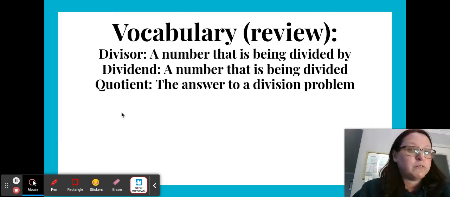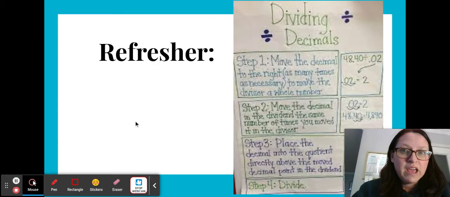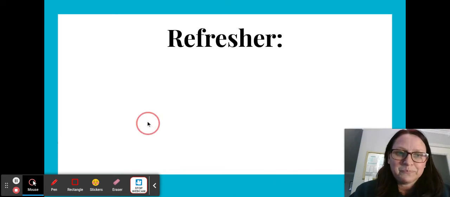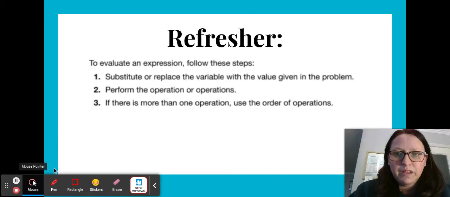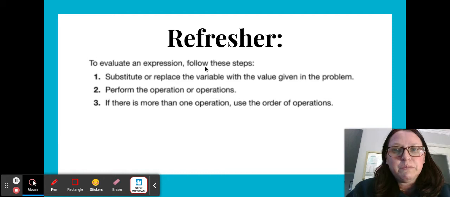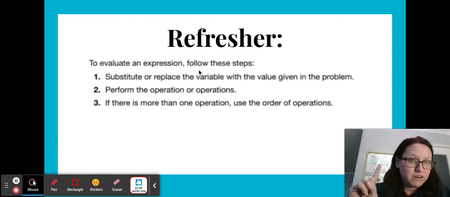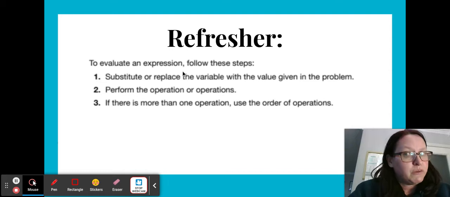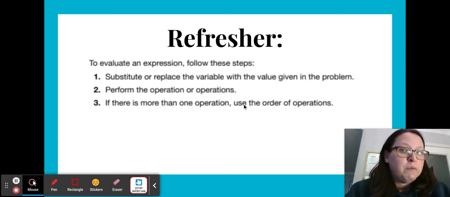So here's just a quick reminder of our vocabulary and a refresher on how to divide with decimals, because a lot of our problems today are dividing with decimals. So a refresher: to evaluate an expression, first you substitute or replace a variable with the given value that they tell you. Then you perform the operation or the operations. And if there's more than one operation, you use the order of operations.